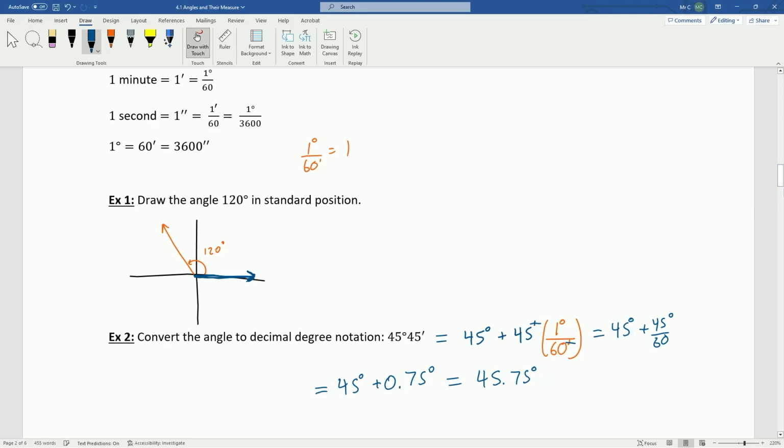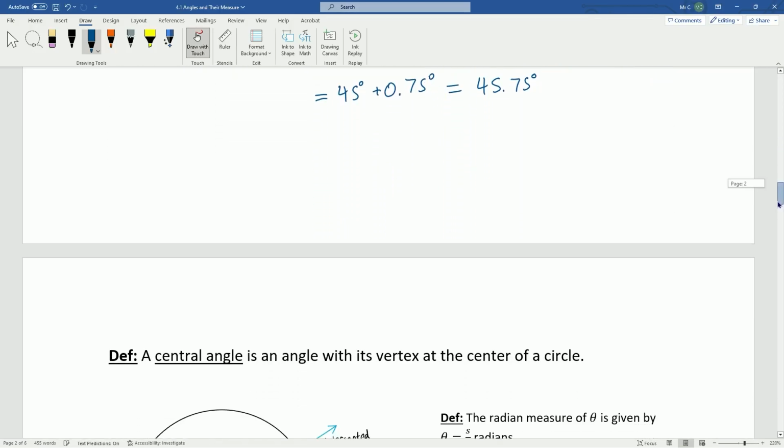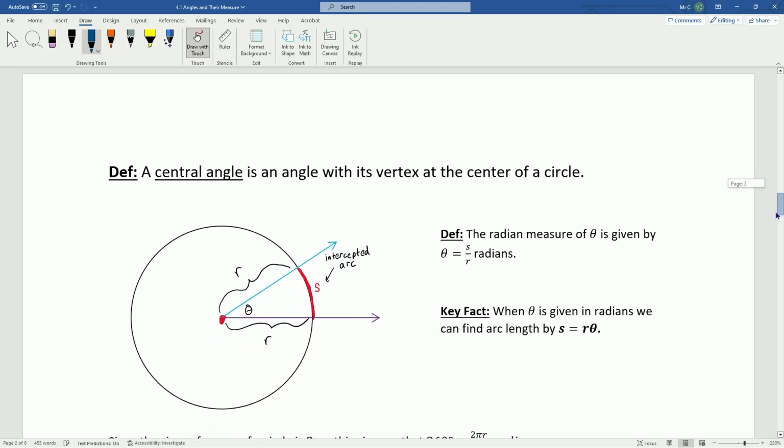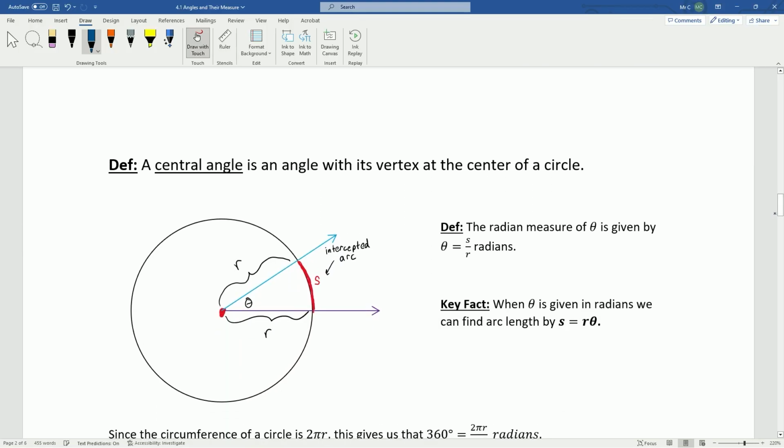Okay. So let's go ahead and move on to another definition. A central angle is an angle with its vertex at the center of a circle. So that's a pretty straightforward definition. If we place the vertex at the center of a circle and we draw an angle from that center of the circle, we just call that a central angle for the circle.